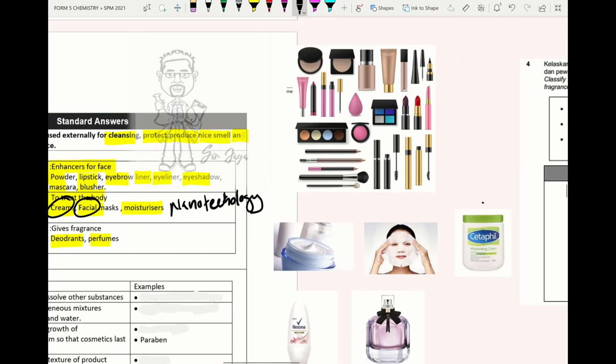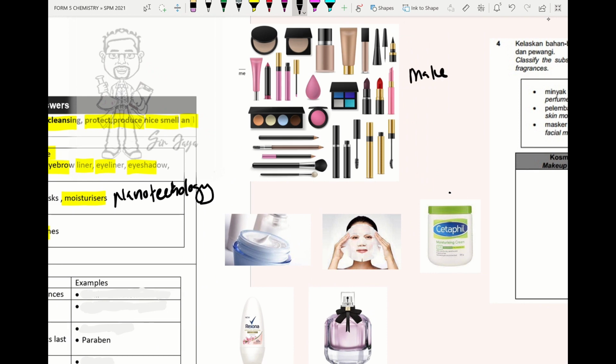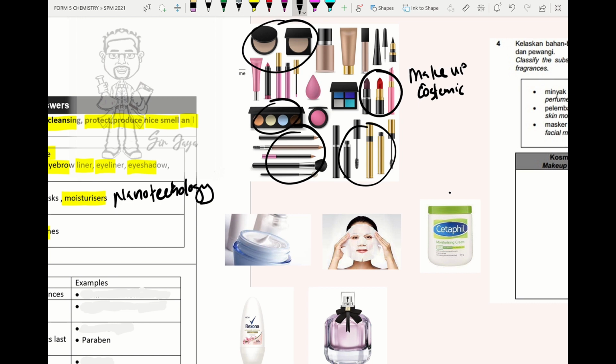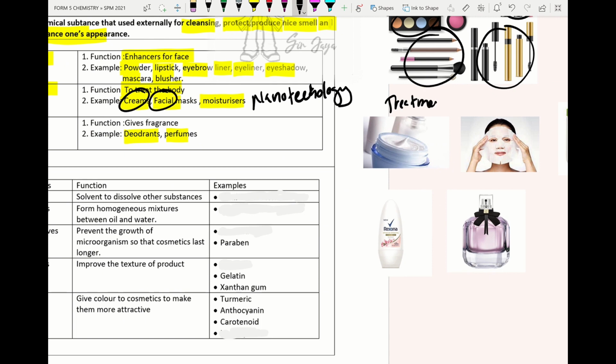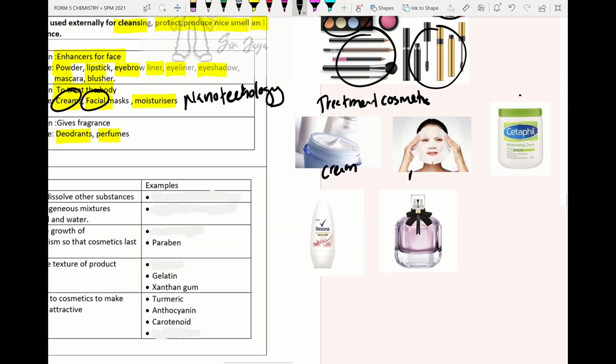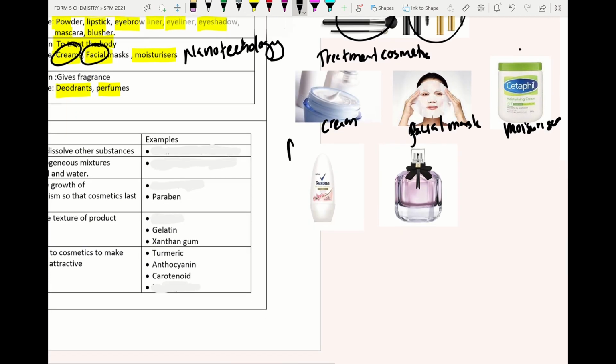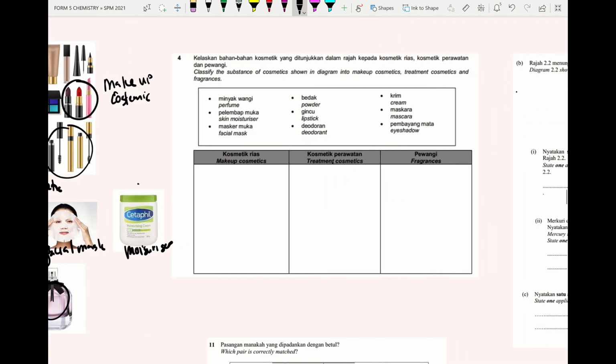All right, we move on to this one. These are the makeup cosmetics: lipstick, eyeliner, mascara, powder, and eyeshadow, all are here. Next is treatment cosmetic, for example cream, facial mask, and moisturizer. The last one is fragrance. Under fragrance we have deodorant and perfume. All right, let's check this question.